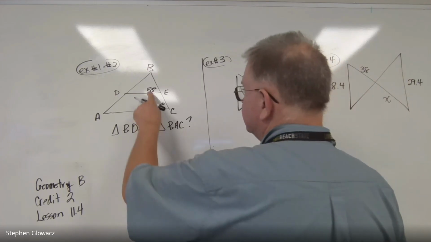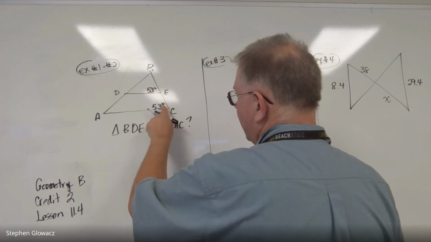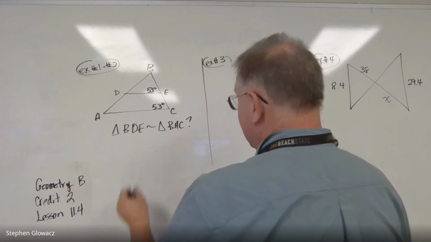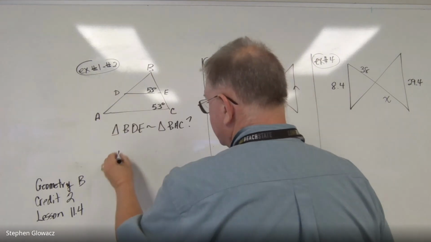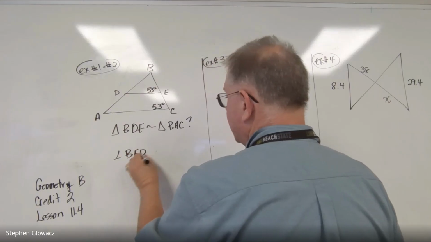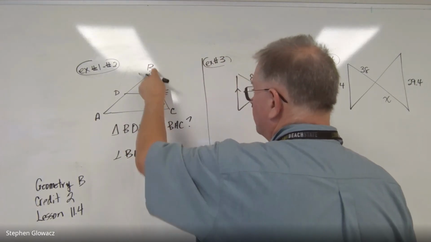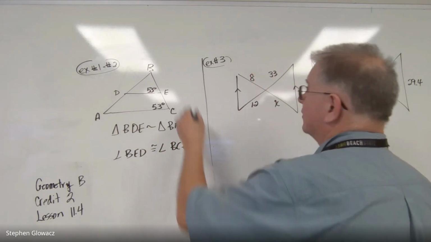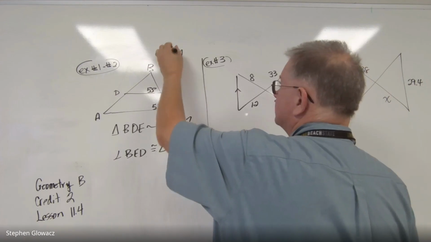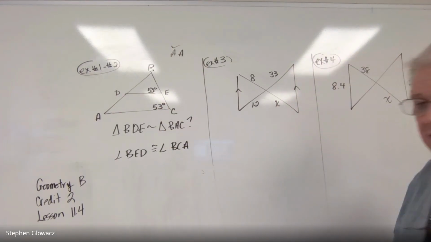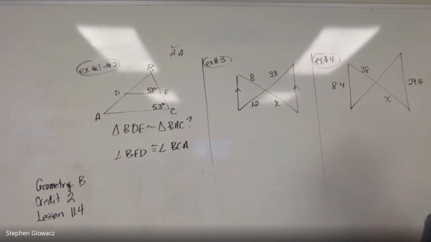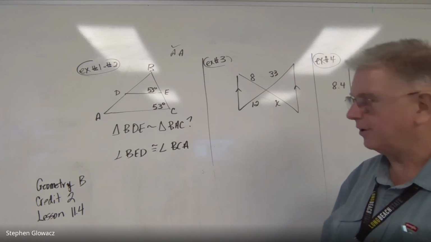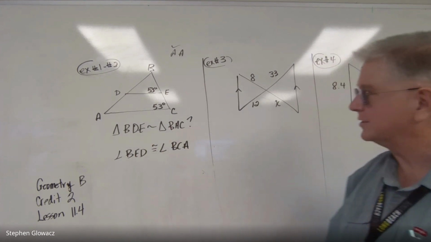Well, let's notice here, both of these angles here have a measure of 53 degrees, so they are congruent. So we could say angle BED is congruent to angle BCA. So that's one of our angles. Remember, we're dealing with angle-angle similarity. So that's one pair of angles. So we would need another pair of angles to be congruent in order to show angle-angle similarity and to say that these two triangles are similar.